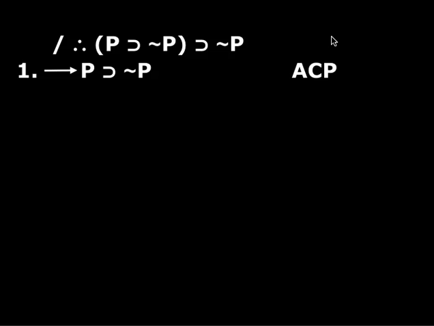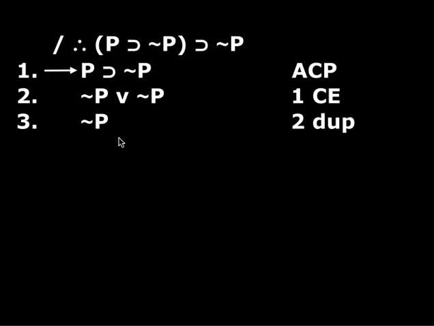So I'm going to assume the antecedent, if P then not P, and that's my assumption for conditional proof. That's the antecedent of the conditional I want to end up with. Consequent is not P. So now my goal is just to derive not P. And you can see that's going to be pretty easy. I can do conditional exchange, P or not P, duplication to get not P. And there it is. Boom. It only took 3 lines.